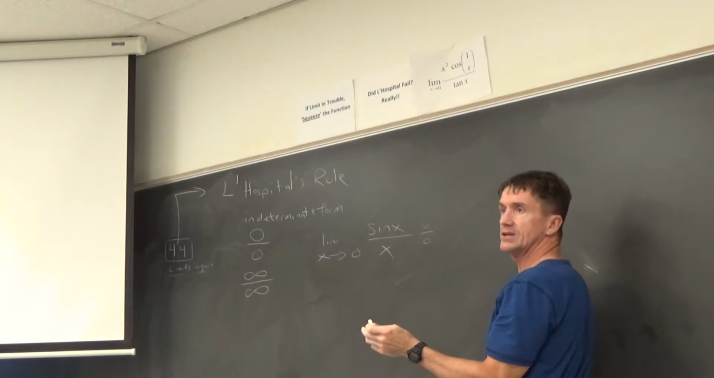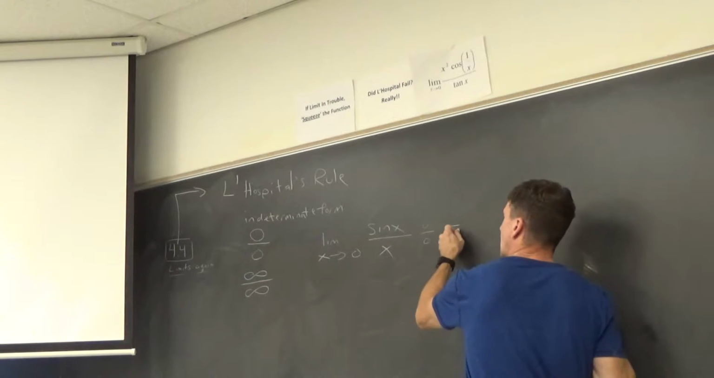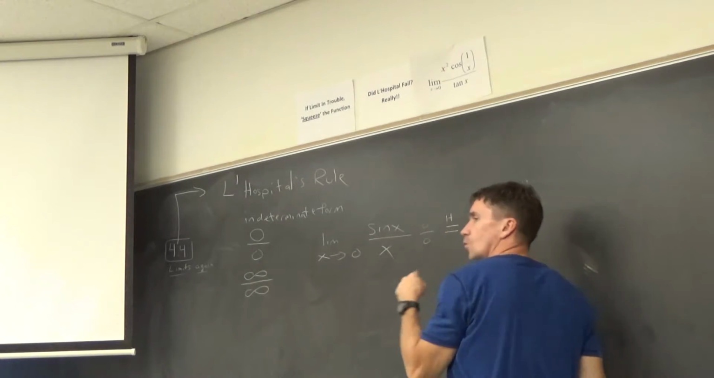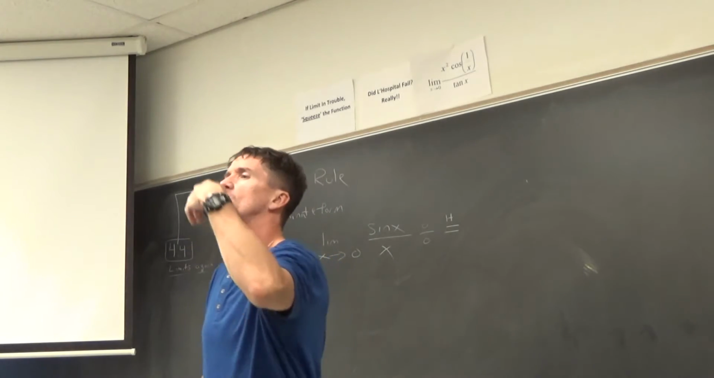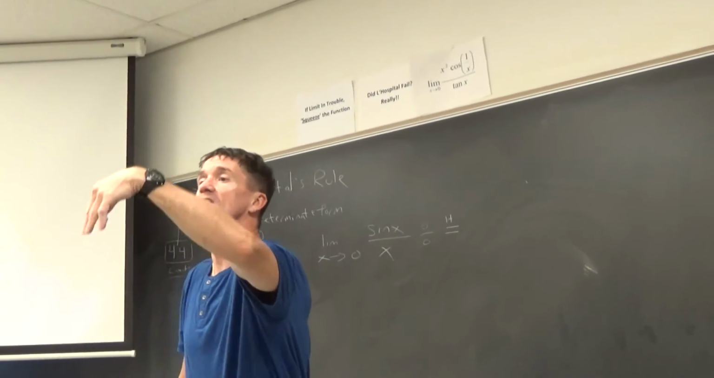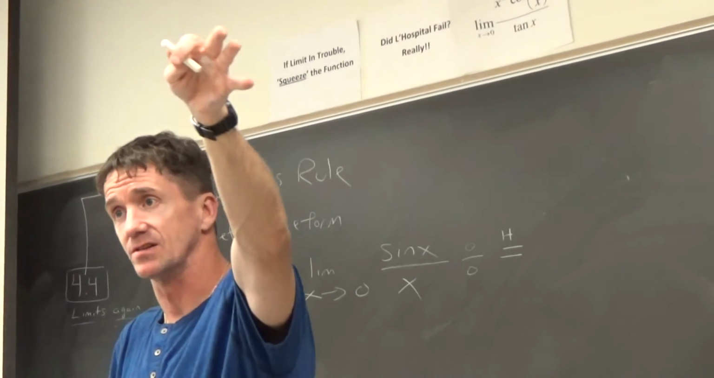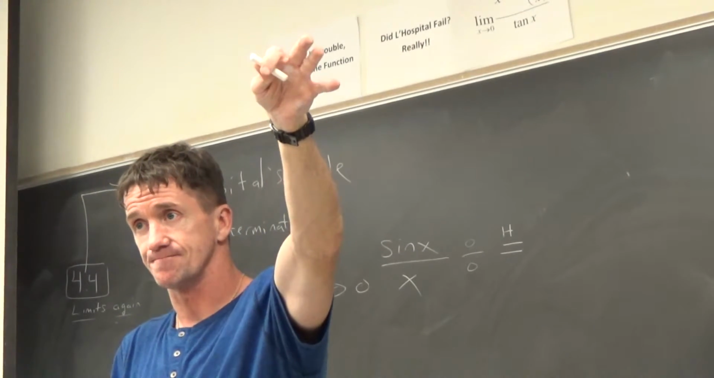Now what does L'Hopital like you to do? H. We put an equal sign, and let's just put a what? H. When we write that, you go, what are you doing? We're saying we're applying his rule. We're going to apply his rule and then substitute the number in there. Cool?